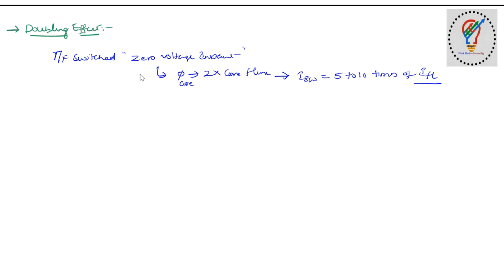To avoid this, the starting of the transformer winding is provided with extra insulation here. So extra insulation is provided.